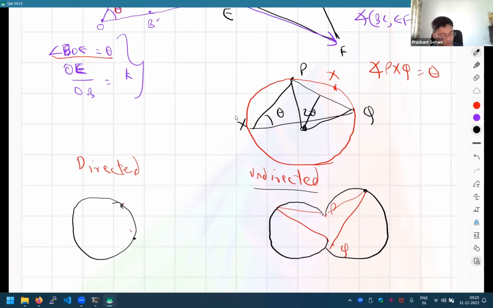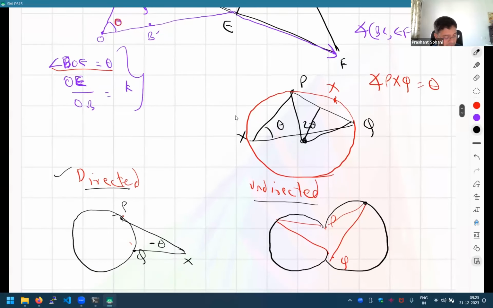So here, for example, if you think that this is also theta, but actually if you think about it, it is minus theta, not theta, in the directed case. So depending on whether we are talking about directed or undirected, we have to take that into account. For now, let us work with directed angles. So therefore, we are going to consider a circle.